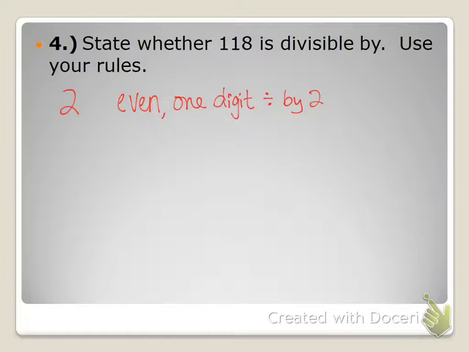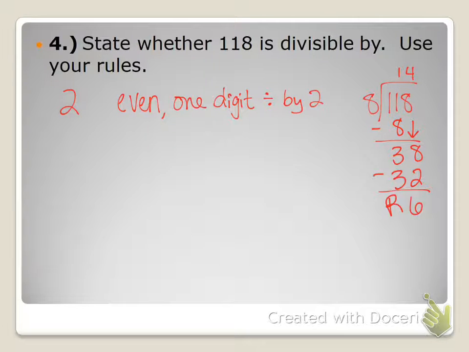Is it going to be divisible by 8? Okay, if it's not divisible by 4, it won't be divisible by 8. That's another good rule to go by. Or you could show out some long division. 8 goes into 11 once. Drop your 8, but this one it goes in 4 times, and you do end up with a remainder of 6, so it's not going to be divisible by 8. What about 9? Why not 9?